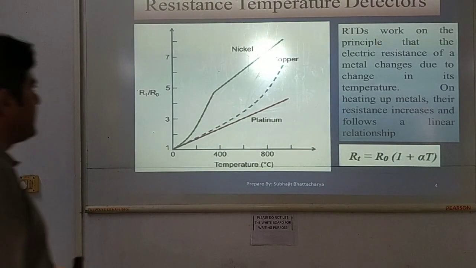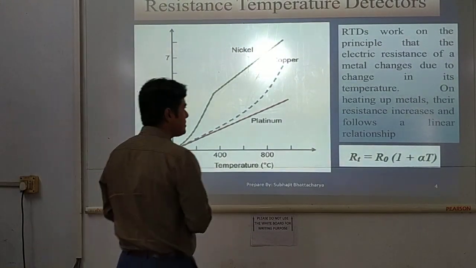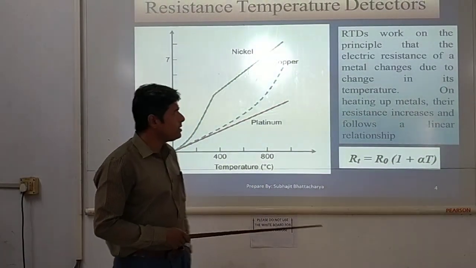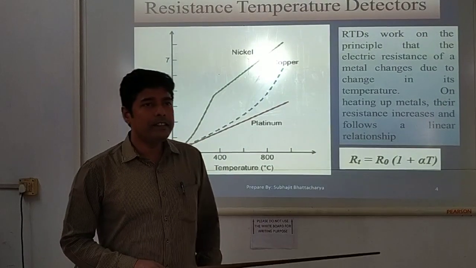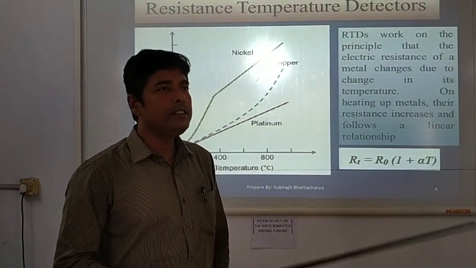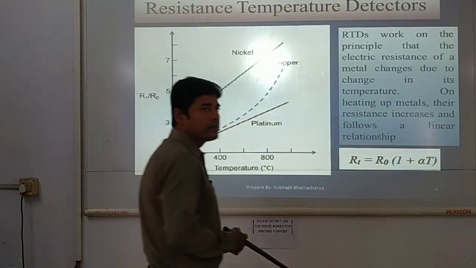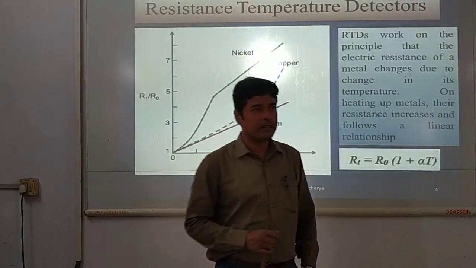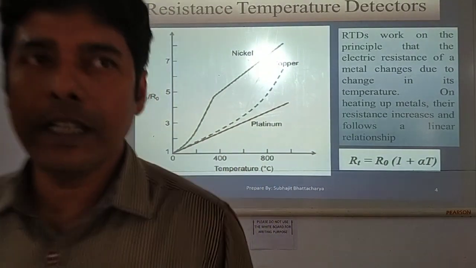Next is resistance temperature detectors. In short, we say these RTDs. RTDs work on the principle that electrical resistance in general increases with temperature. Isn't it? Yes, sir. Electrical resistance increases with temperature. So, what is the reason behind this?